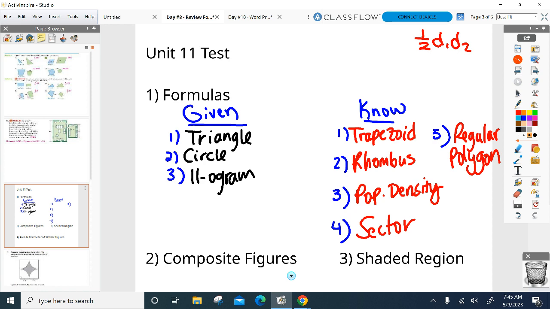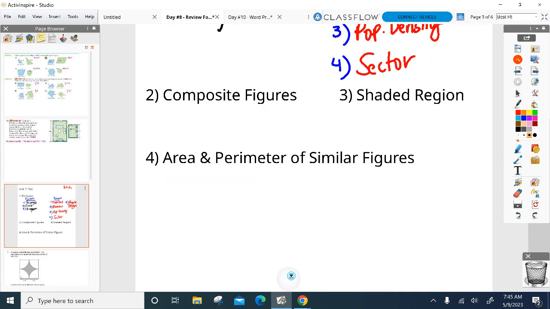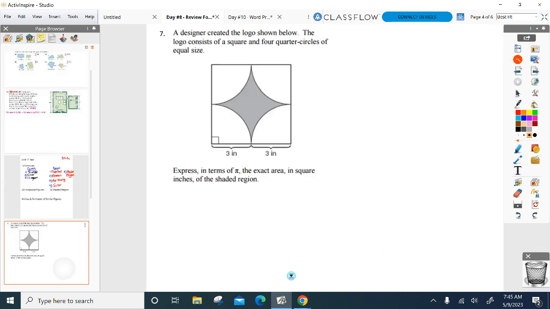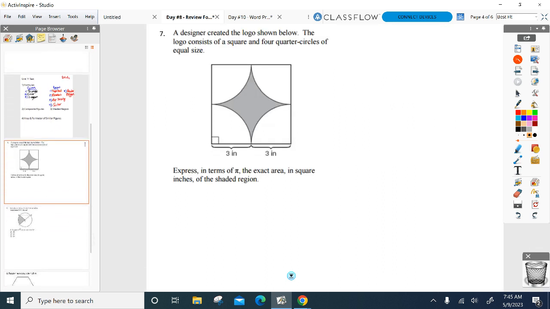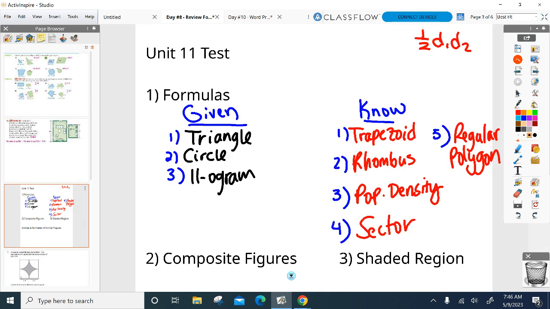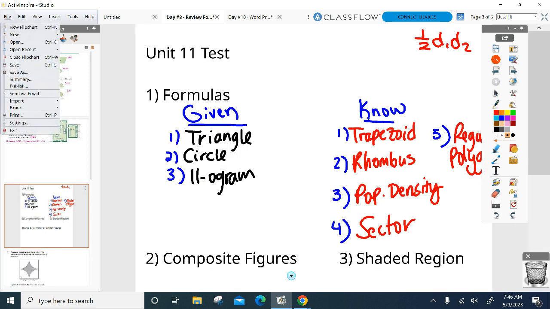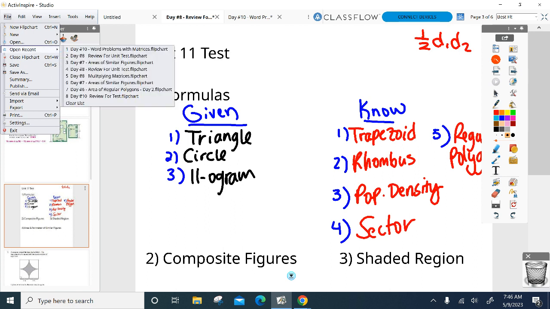Okay. There will be a composite figure. Just remember what a composite figure is. It's a figure that you don't have a formula for, but you can cut it up into figures you do know and have formulas for. Okay. I don't think I have any I'm going to do here today. I just want to make sure you're aware of it. I'm sure most of you know what I'm talking about, but I just want to make sure we're good.